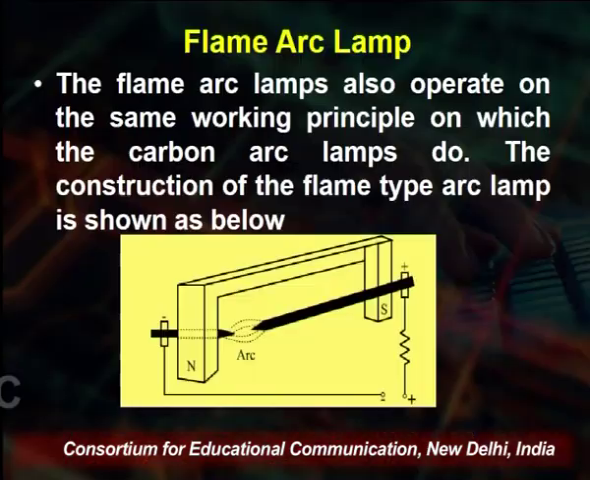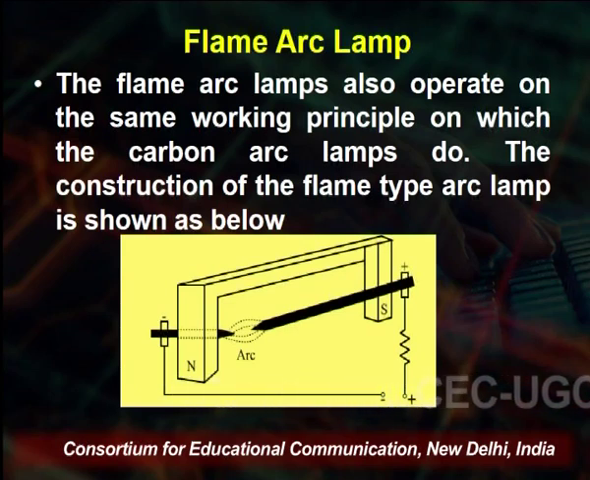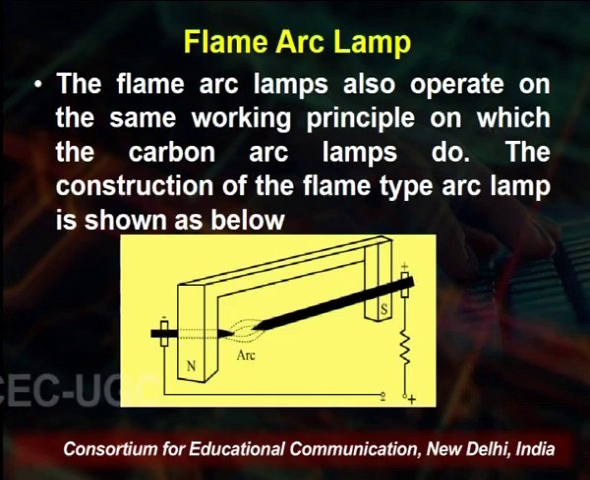Now the next type of lamp is the flame arc lamp. You see on the screen that the flame arc lamp also operates on the same working principle as the carbon arc lamp. The construction of the flame type arc lamp is as follows. You see here a north and south pole, and two electrodes, and we have a battery supplying the voltage.